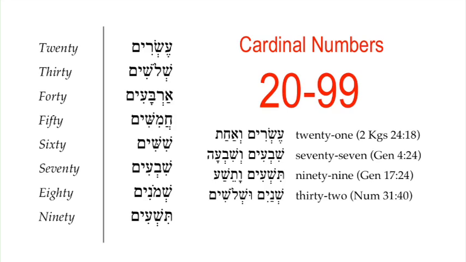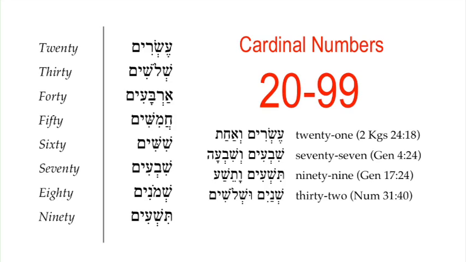Let's look at a couple of the examples on this page. We'll begin with 2 Kings 24:18, Esrim wa'achath, literally 20 and 1, which again, if you can add 20 and 1, is 21. The example from Genesis 4:24, Shiv'im wa shiv'ah, literally 70 and 7, or 77. You see how it works? The third example, Tish'im wa tesha, literally 90 and 9, or 99.